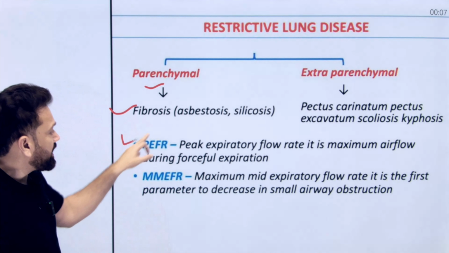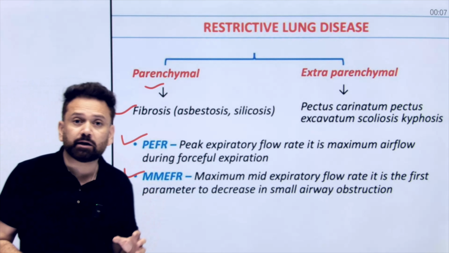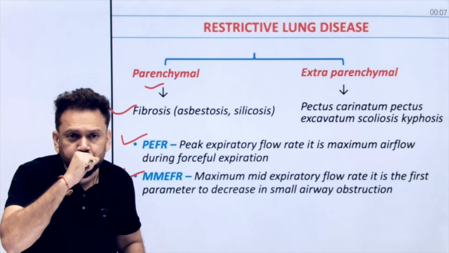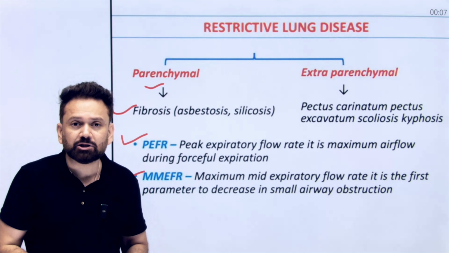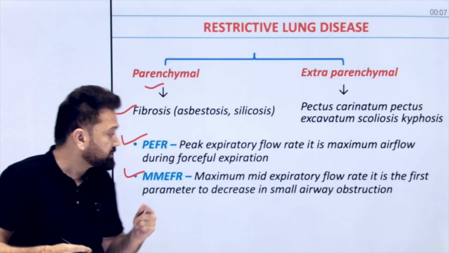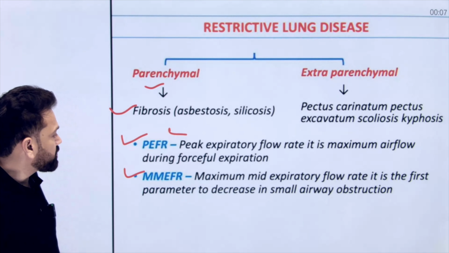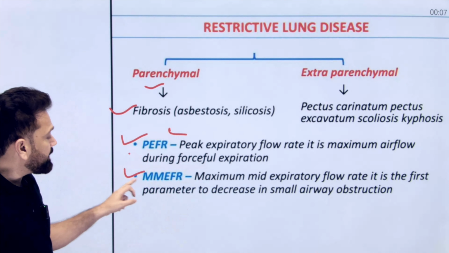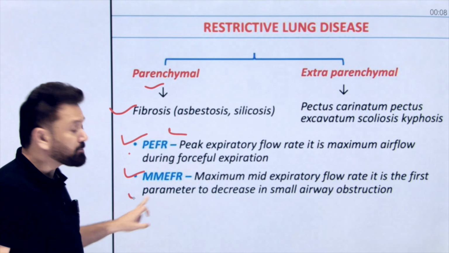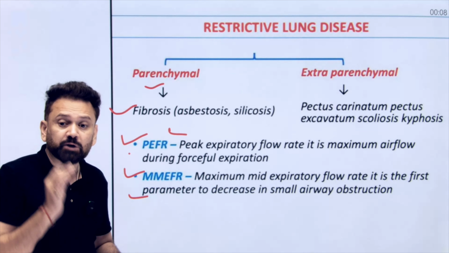Now PEFR, MMEFR. What is PEFR? It is the peak expiratory flow rate. I told you, after taking full inspiration, you have to blow for 6 seconds at least. So the maximum flow when you are expiring is called peak expiratory flow rate. So peak expiratory flow rate is the maximum airflow during forceful expiration. MMEFR is the maximum mid expiratory flow rate, and this is the first parameter to decrease in small airway obstruction.